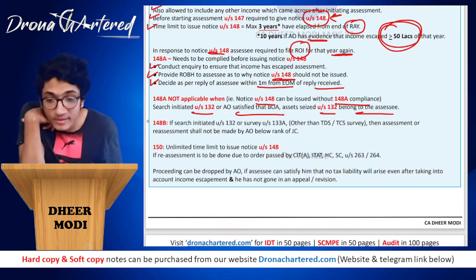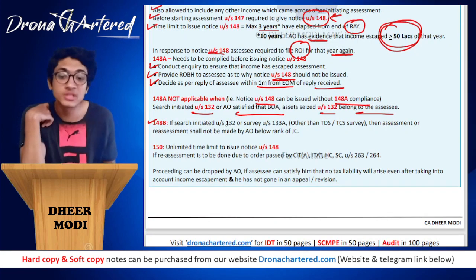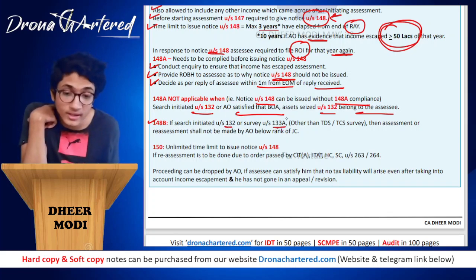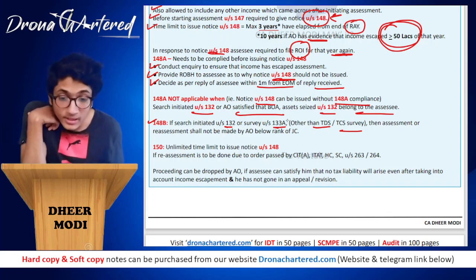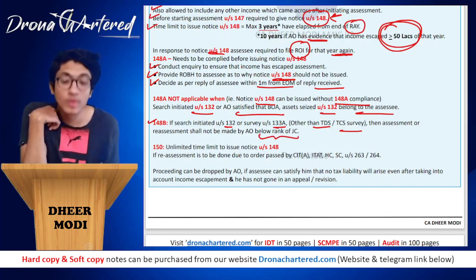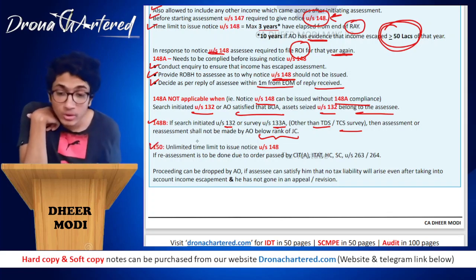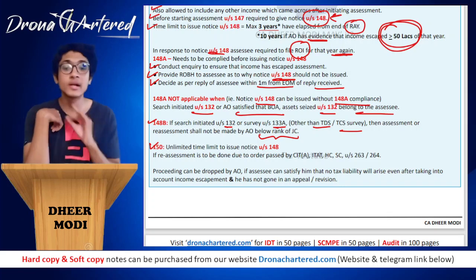Now next is your section 148B. 148B talks about when a search is initiated under section 132 or a survey under section 133A, other than your TDS or TCS survey. Then the assessment or reassessment shall not be made by an AO below the rank of JC, that is Joint Commissioner. Section 150 talks about unlimited time limit to issue notice under section 148. There is unlimited time.